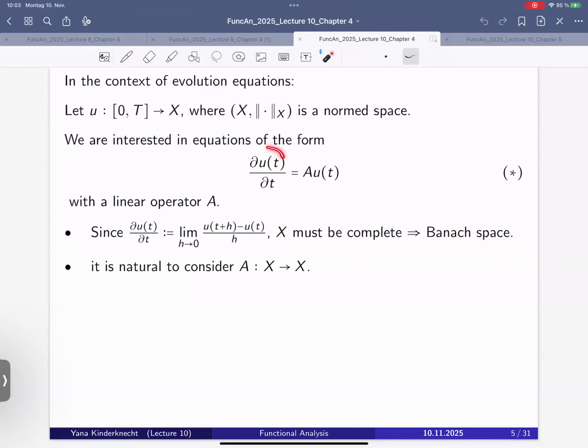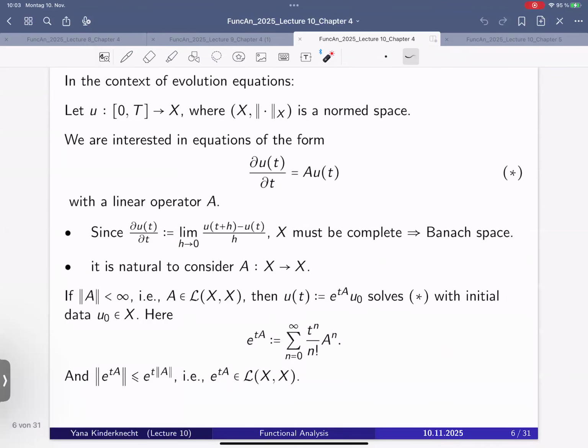For each fixed time point t, the left-hand side is an element of our Banach space X, and hence the right-hand side also should be an element of the Banach space X. So it is natural to consider a linear operator A as a mapping from X to X. So if we happened to consider such operator A, whose norm is finite, that is, this operator A is a bounded operator from X to X. A bounded linear operator is the same as a continuous linear operator.